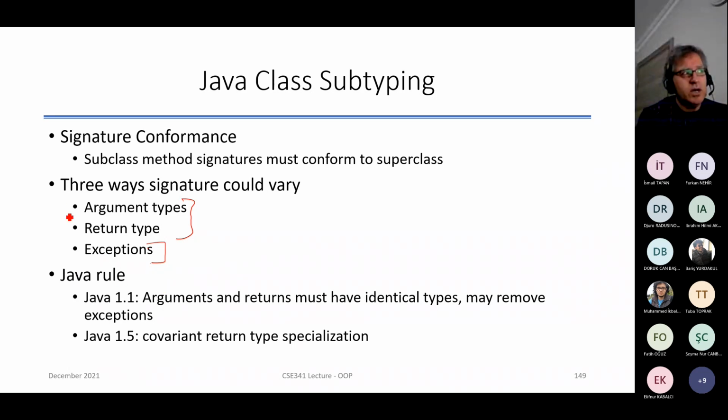The Java rule regarding these two things actually changed over time. Taking, let's say, Java 1.1, arguments and returns must have identical types. This is what they actually have. So they look at these two first, and then they say you may remove the actual exceptions. So you can remove the exception and you can still have conformance. And then in 1.5, they actually added this covariant return type specialization to the rule.